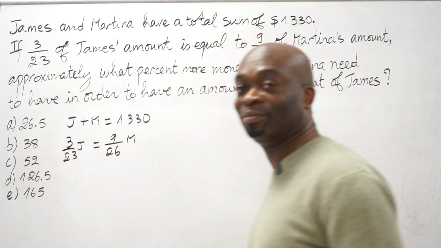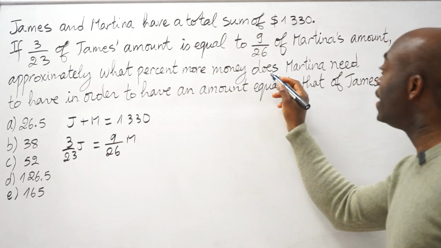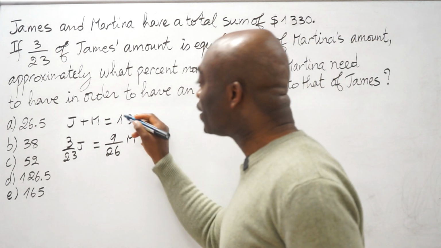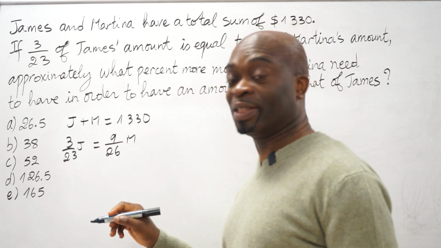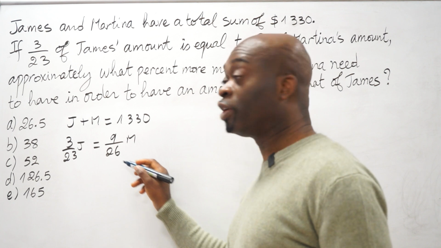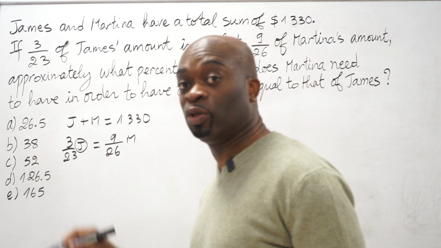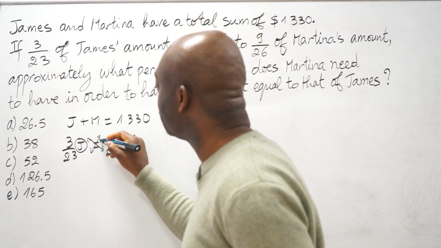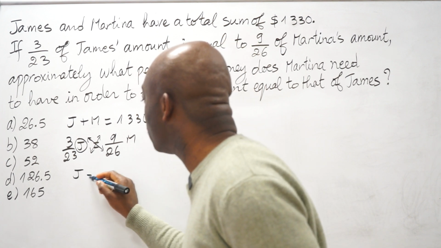of Martina. Now remember, Martina is our target, so we want to get the amount for Martina. But before we get the amount for Martina, we need to get J in terms of M. So we're going to write J in terms of M, so J is what we're looking for in this equation. Now we can cross multiply. When you cross multiply, what do you have? J equals what?